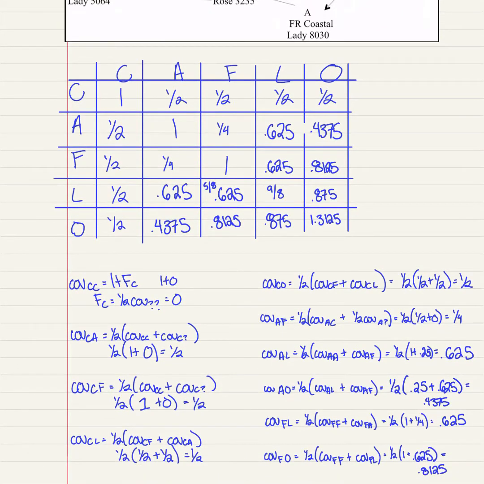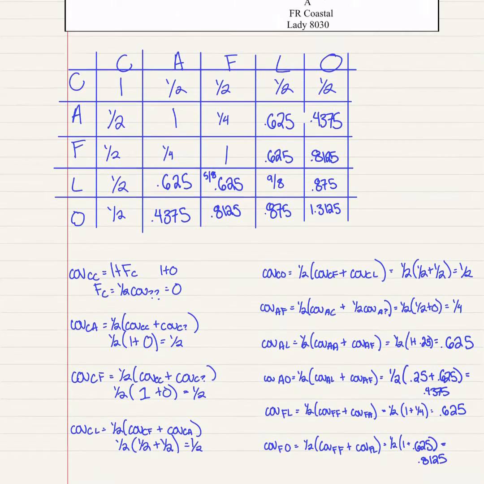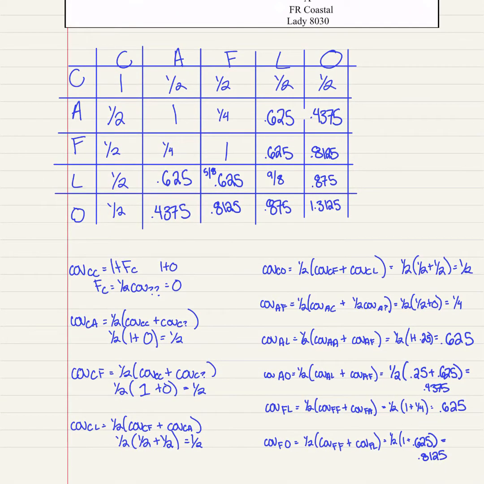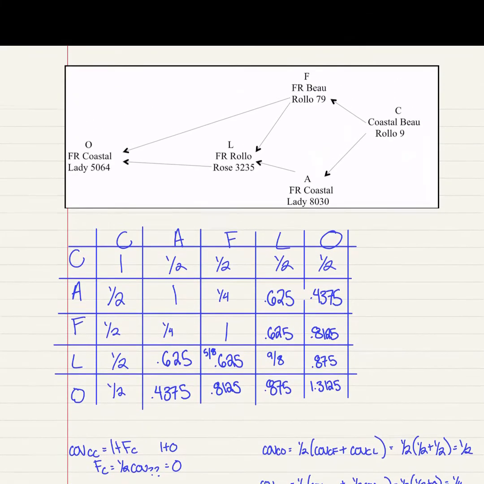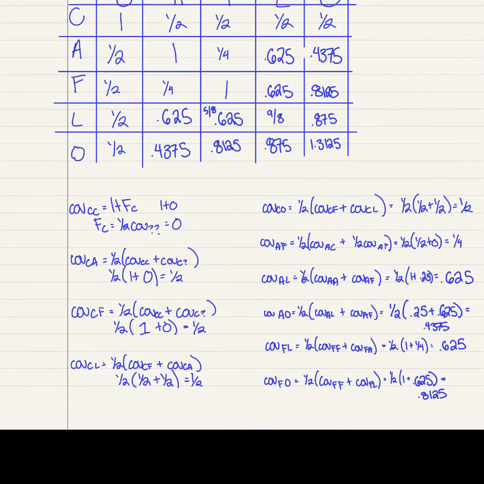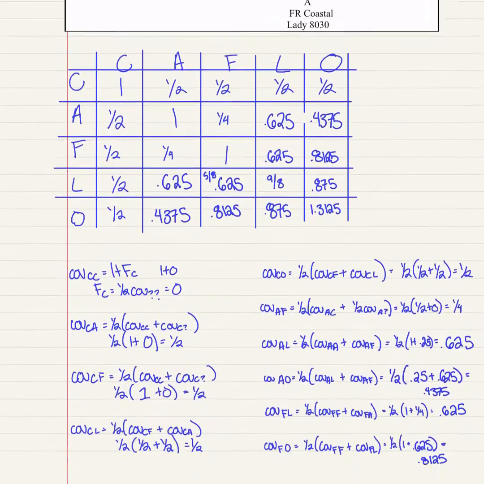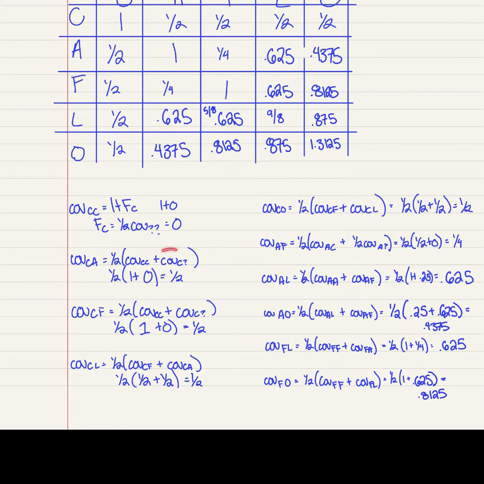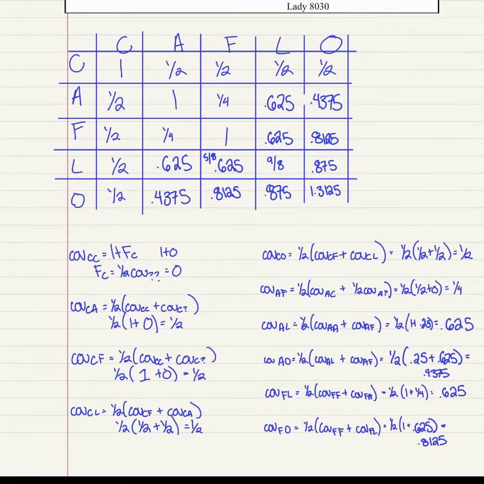Moving on to the covariance of C with A. Remember, an older animal with the younger animal is half the covariance of the older animal with the younger animal's parents. So half times the covariance of C with C, because C is A's parent, plus the covariance of C with question mark. We don't know A's other parent, so that value is going to be 0. But the covariance of C with C, which we just calculated, is going to be 1. So it's going to be a half times 1 plus 0 is a half.